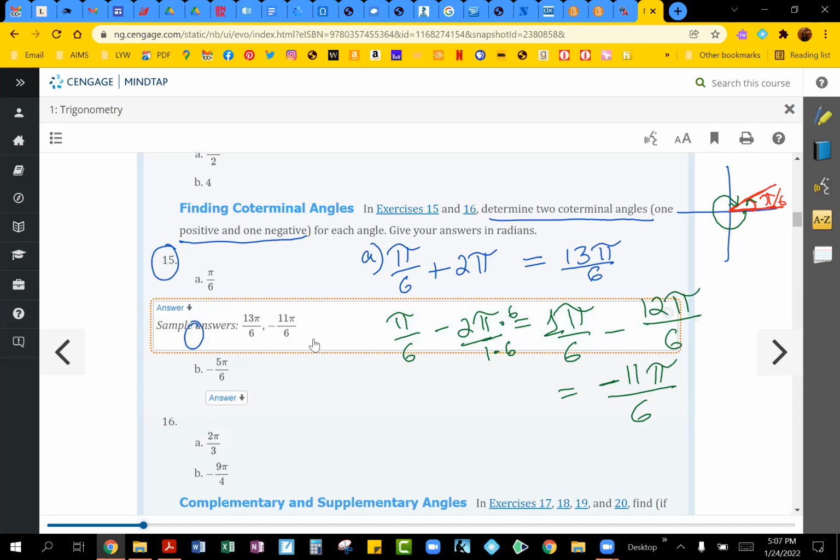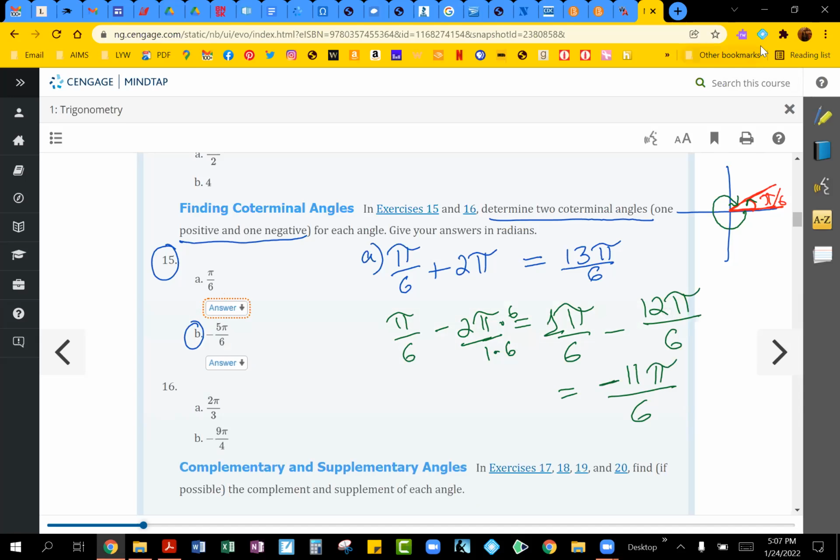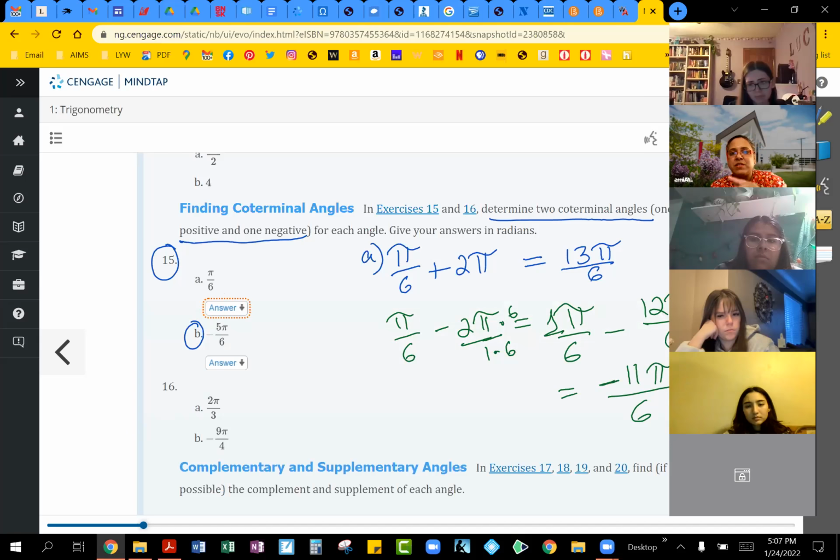And since this is an odd number problem, you will see answers for these. You can see 13 pi over 6 becomes our positive coterminal, and negative 11 pi over 6 will become our negative coterminal. So honestly, guys, sometimes it can literally just be adding or subtracting 2 pi to come up with your coterminal angles. If your angle is large enough, sometimes you may have to add 4 pi or subtract 4 pi. That means you're going around twice. And that's the thing with coterminal angles: you can go around the circle as many times as you like.